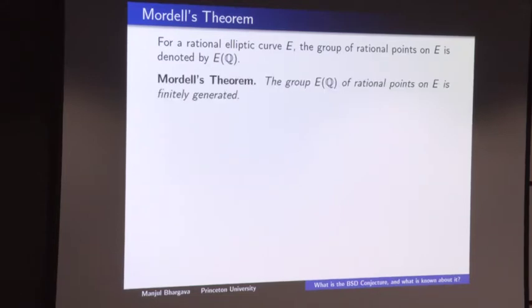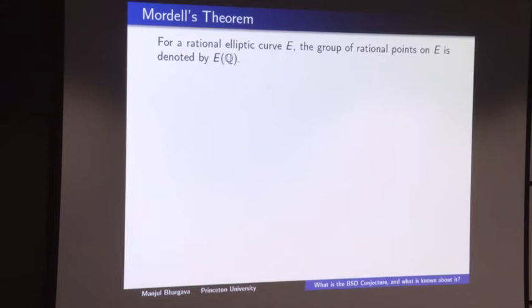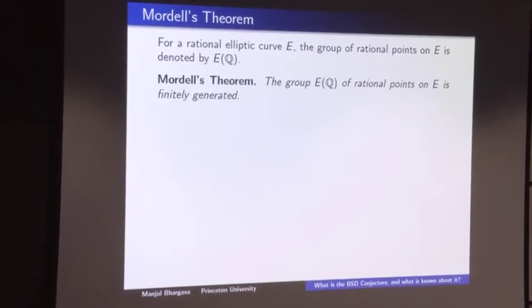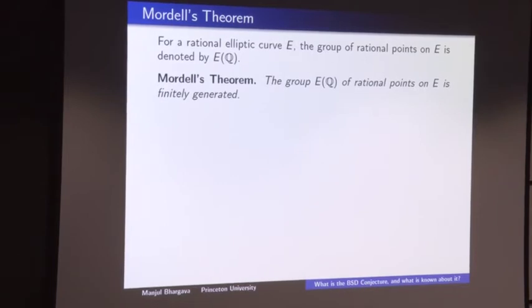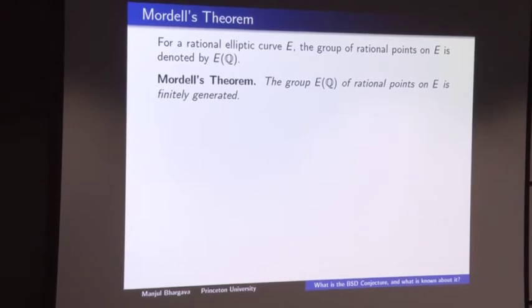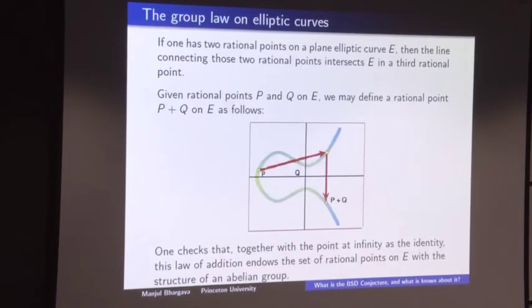And there's a lot known about this group. So given a rational elliptic curve, the group of rational points on E is called E of Q. That's the set of rational points, or the group of rational points on E. And one thing we know about this group E of Q is that it's an abelian group. I should have mentioned that. P plus Q is clearly Q plus P, right? Because the line connecting P and Q is the same as the line connecting Q and P.